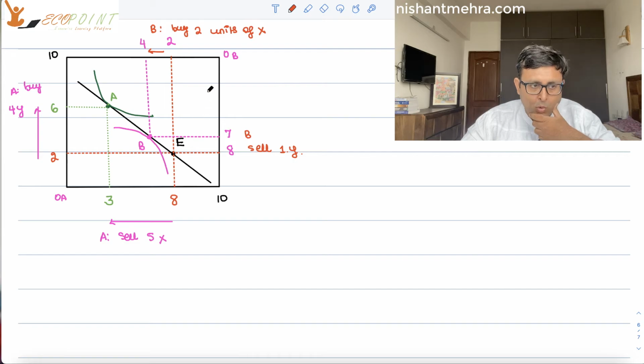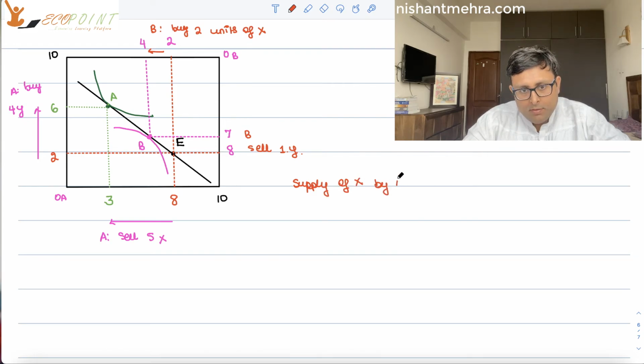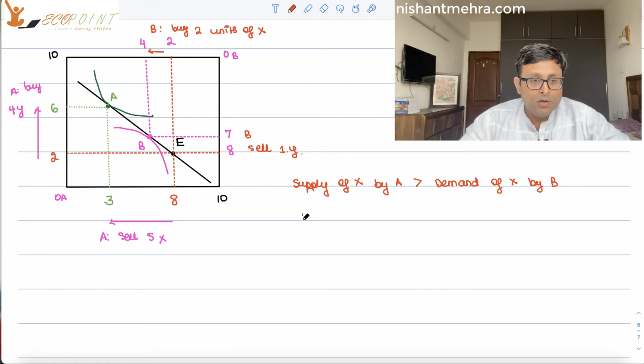My supply of X is more than what your demand for X is. That's right. Supply of X by individual A is more than demand of X by individual B. Is this right? So it means what? At these prices, there is an excess supply of X.